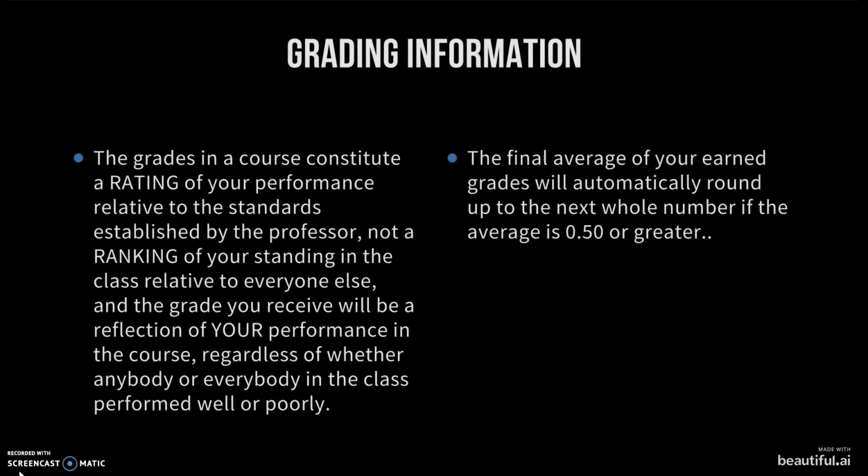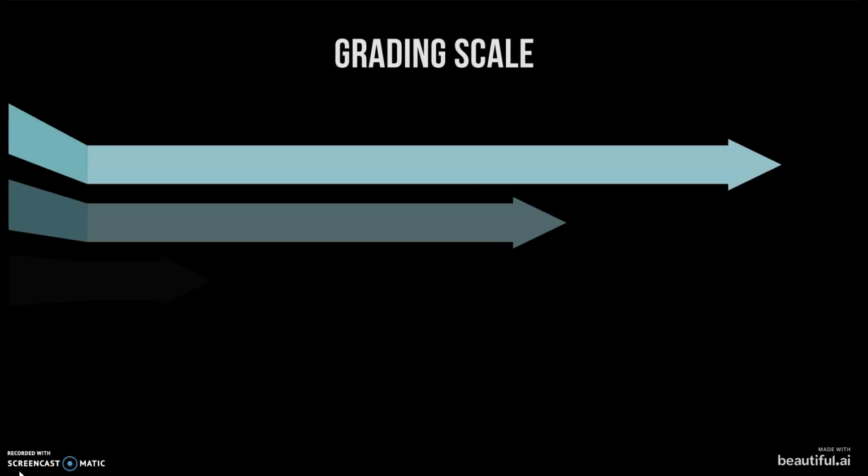Okay, now grade information. Now your grade is based on you and your performance in this class, so it's a rating. I'm not going to compare you to everybody else. That would be a ranking, okay? So it's solely on you and how you do with the assignments in this course. Now the final average will automatically round up to the next whole number if the average is 0.5 or greater. So if you have an 89.5, that will automatically round up to a 90 for your final grade.